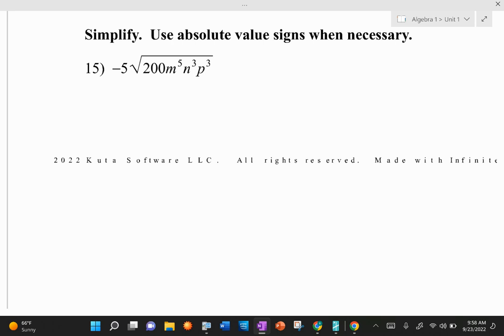All right. So the first thing, you've got this 5 on the outside. You got this 5.